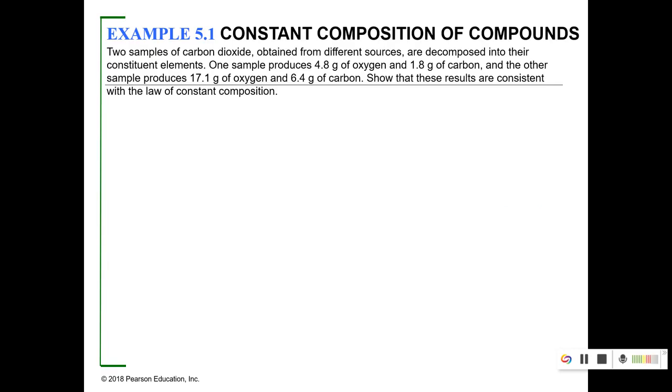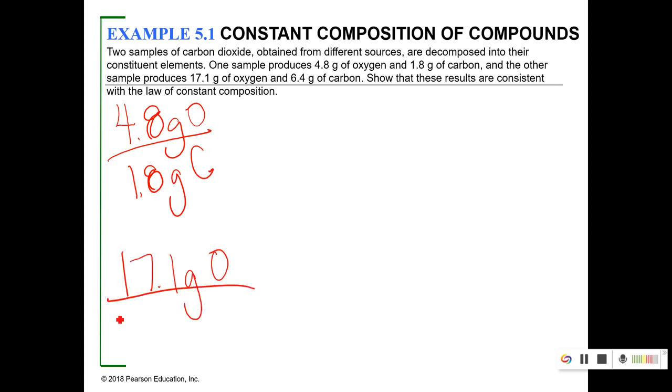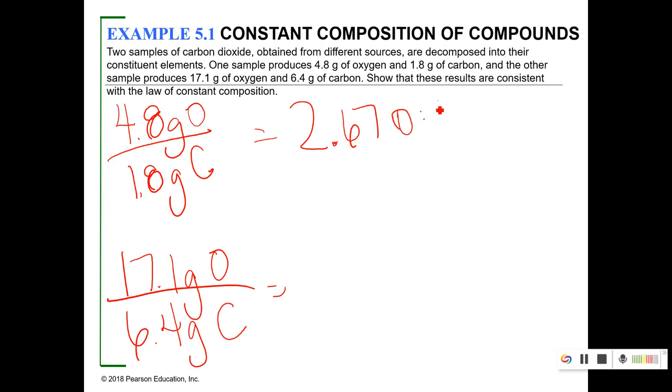So here's an example. Again, the only place this may appear is on your homework. Okay, it's not hard, so we're just comparing. It wants to know, are these two samples the same compound? Okay, so to verify that, we're going to do a mass ratio. So 17.1 grams of oxygen to 6.4 grams of carbon. Okay, they both happen to come out to 2.67 oxygen to every 1 carbon. Okay, so yes, these are the same compound because their constant composition is the same.